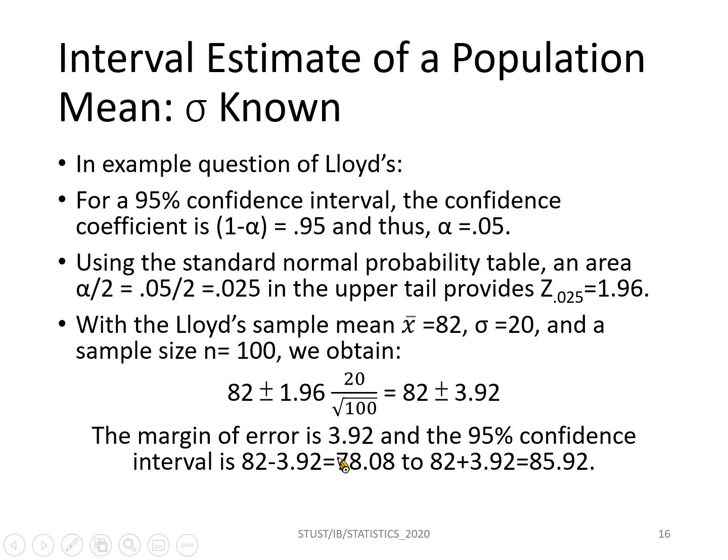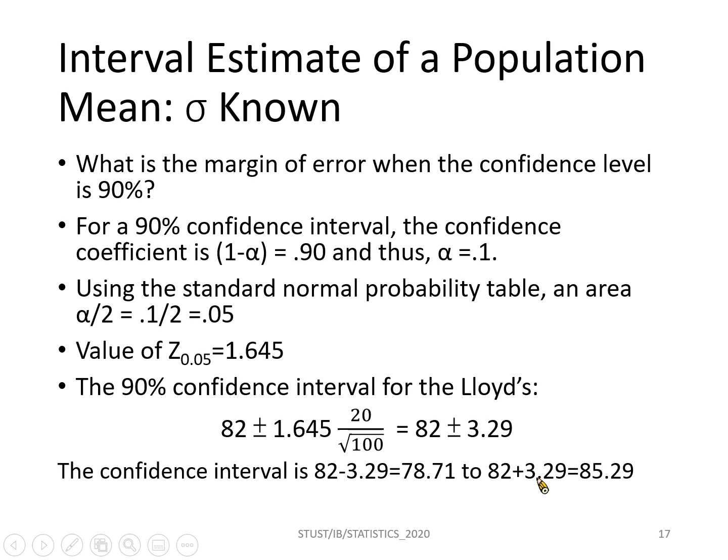So the margin of error will be 3.92, and the 95% confidence interval will be 78.08 to 85.92. Following such questions, you can also calculate when the confidence level is 90%.